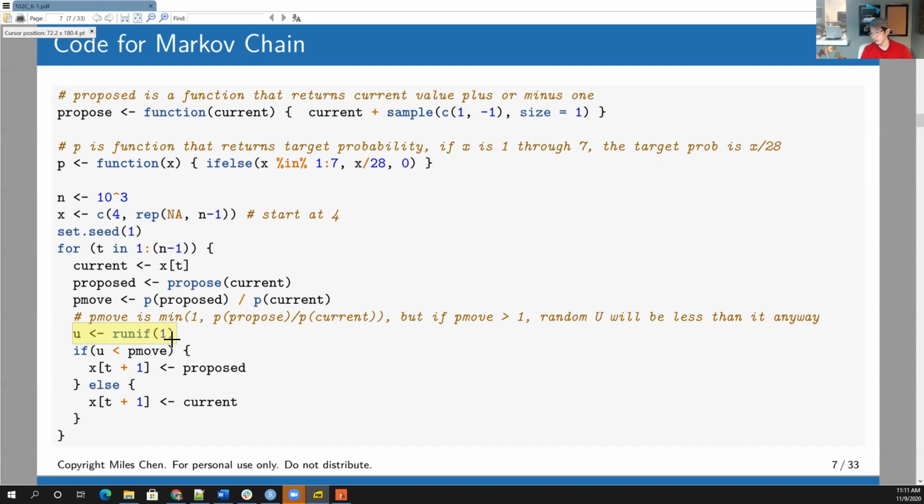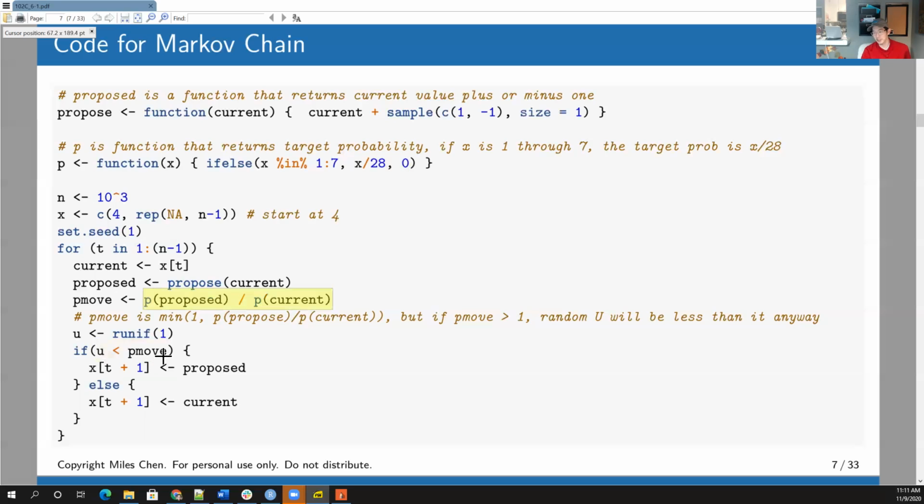Technically P move is the minimum between 1 and P proposed divided by P current. But if P move ends up being greater than 1, then u is going to be less than it anyway, right? I don't actually have to say the minimum between 1 and P proposed over P current, because if P move turns out to be 1.3, u is going to be less than 1.3 anyway.